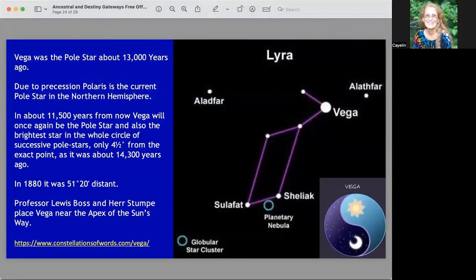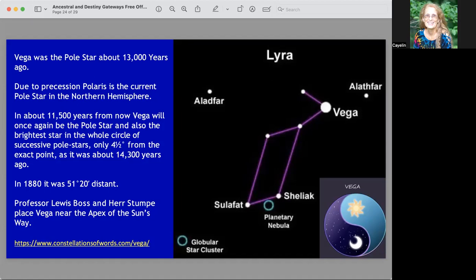This is something that we mentioned earlier, that Vega was the pole star 13,000 years ago. And currently Polaris is the pole star, and they actually form a line between each other, like there's a direct line between each other. And if you put a circle around them, you can see how big the wobble of the Earth is going from pole star to pole star, and there's ones in between.